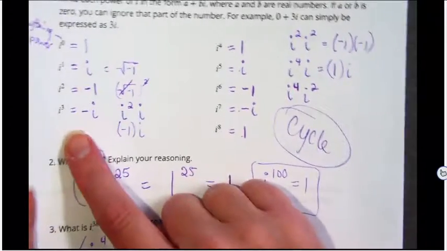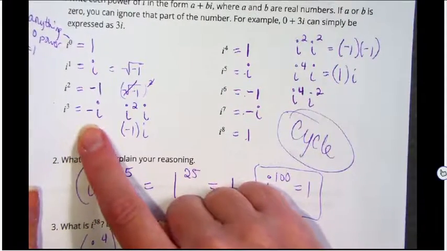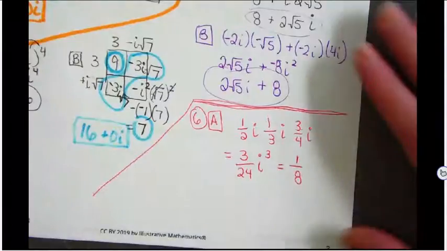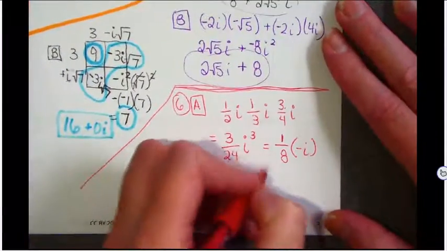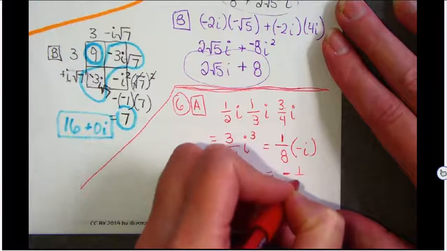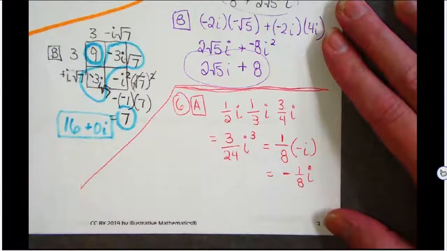i to the third, going to take a quick look at my little reference chart here. i to the third equals a negative i. So our answer would be negative 1/8 i.